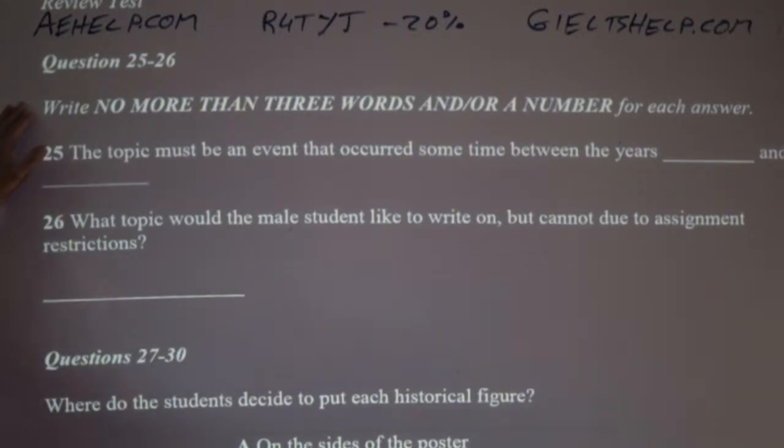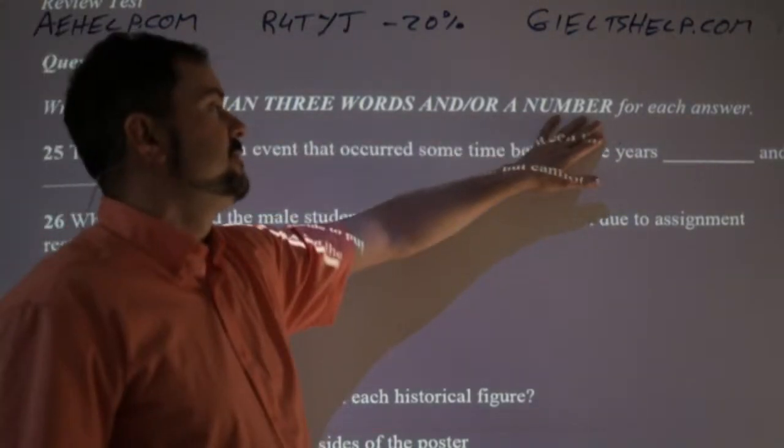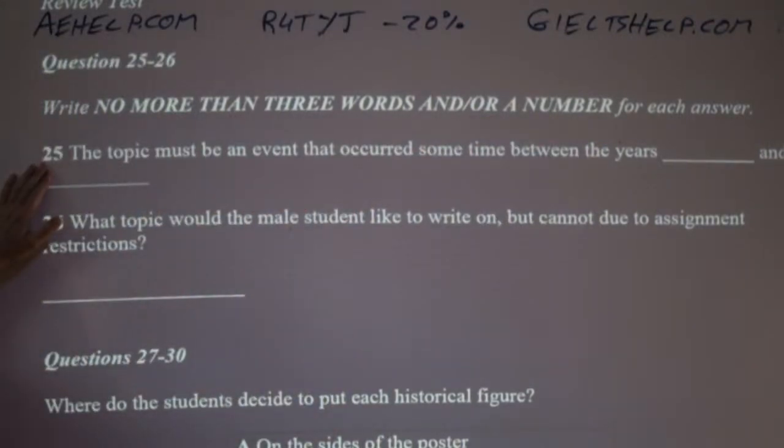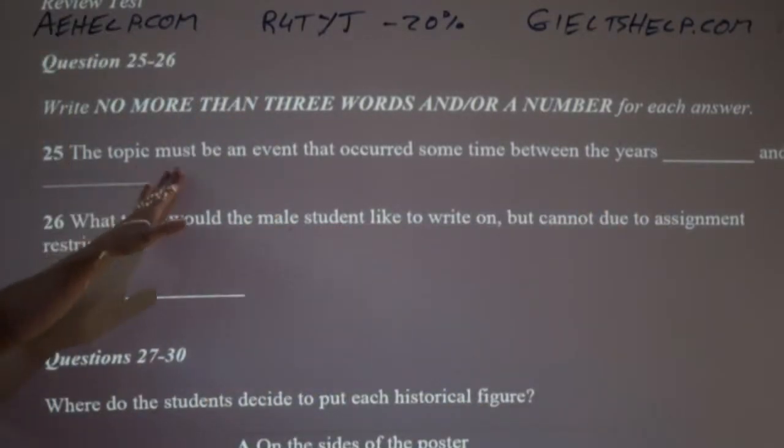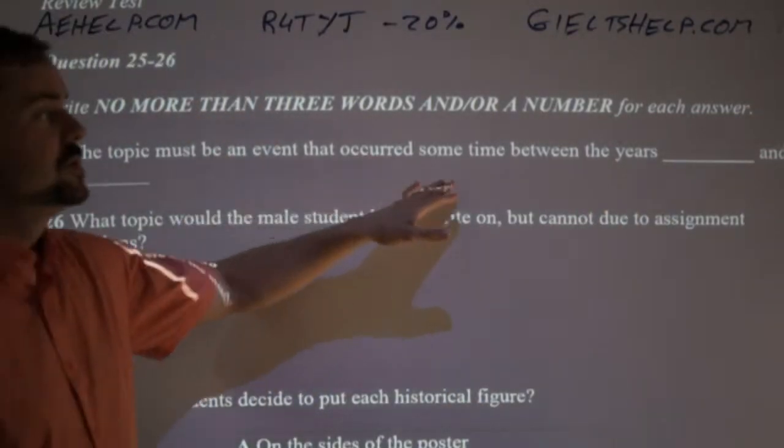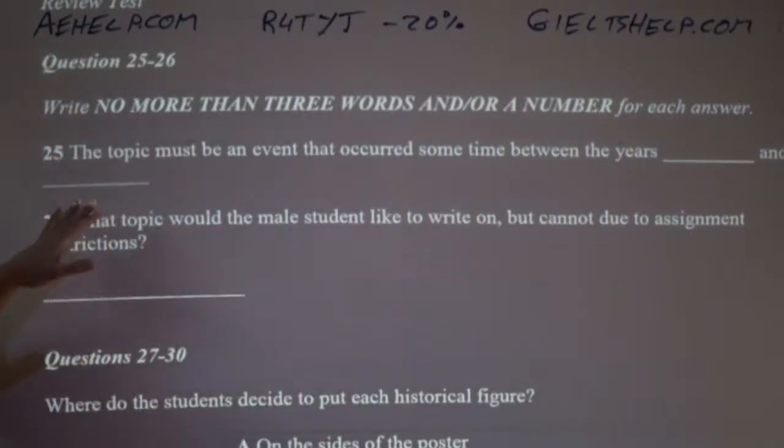Write no more than 3 words and or a number for each answer. And you had this question, number 25. It's just one question and you have 2 blanks. Okay, so the topic must be an event that occurs sometime between the years something and something. Okay, so Anmal says 14 and 1800. Sammy concurs. Most people concur.